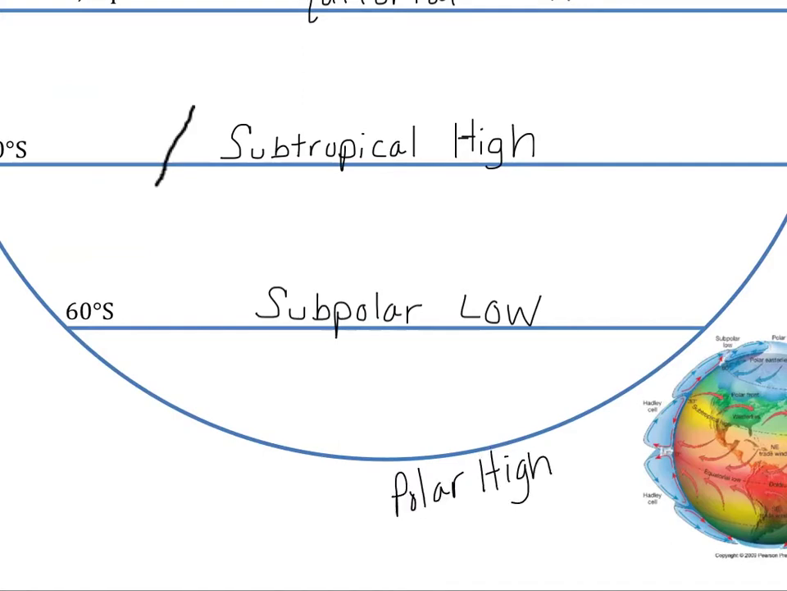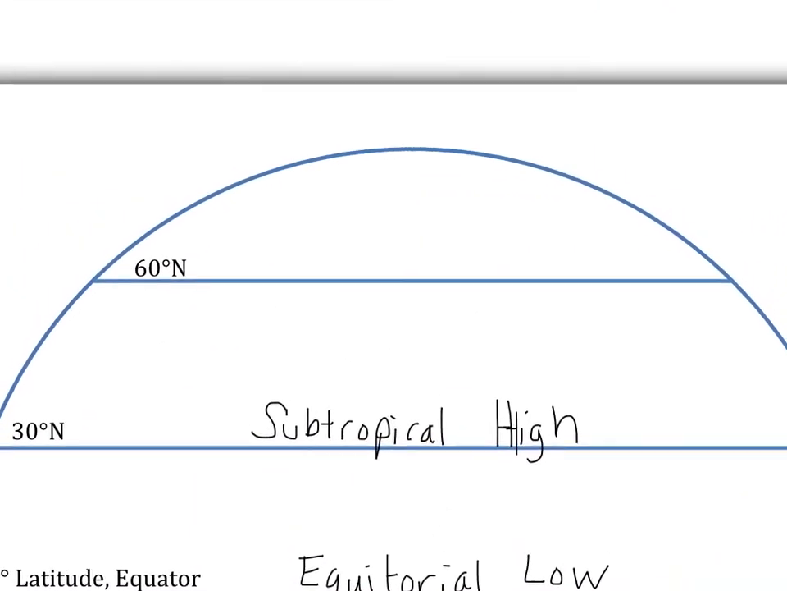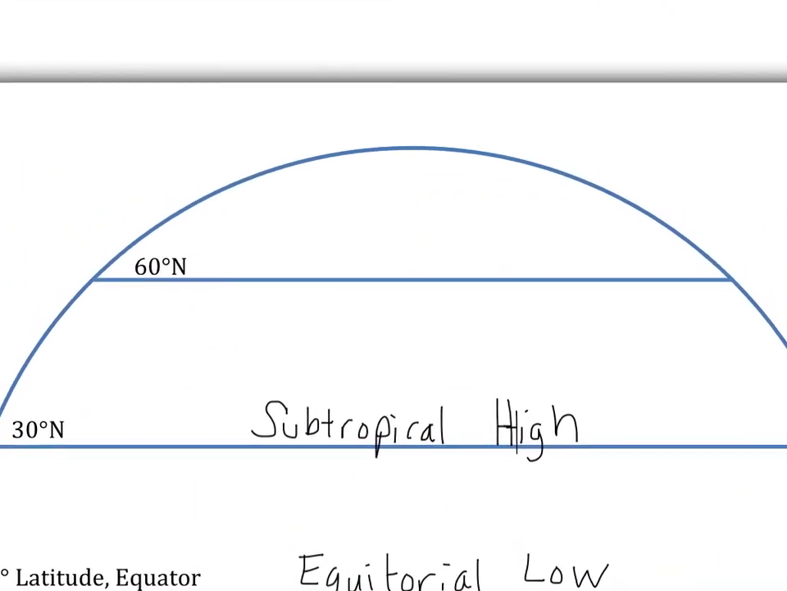And label these things also on the top side. The subtropical high, I'm sorry, subpolar low, and then the polar high.